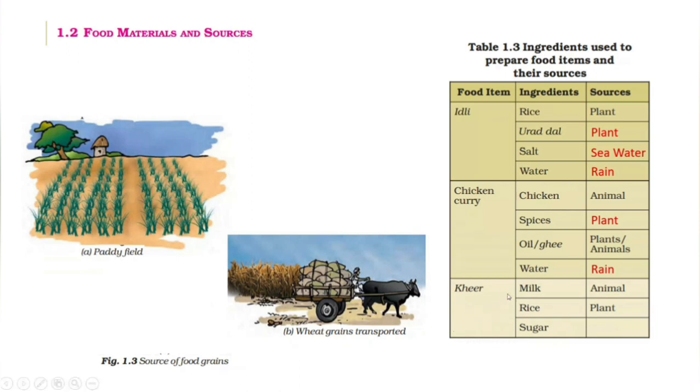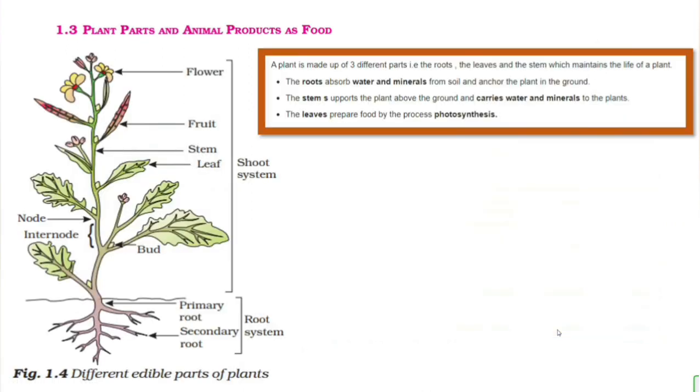Next food item is kheer. What are the ingredients used to prepare kheer? Milk, rice and sugar. Milk we get from animal, rice from plant and sugar from sugarcane, which is again plant. Now this is the diagram of the plant.